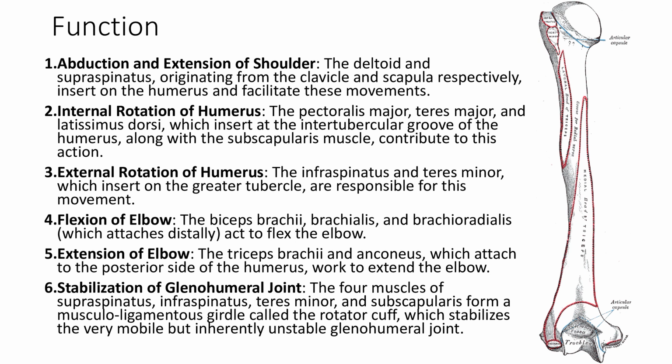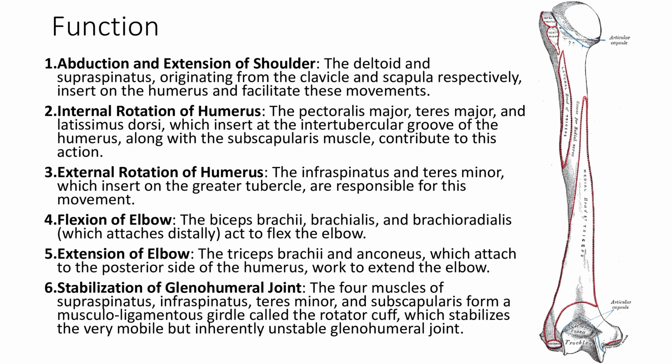This action is contributed to by the pectoralis major, teres major, and latissimus dorsi, which insert at the intertubercular groove of the humerus. The subscapularis muscle also plays a role in this action. In contrast, the external rotation of the humerus is managed by the infraspinatus and teres minor. These muscles insert on a different part of the humerus, specifically, its greater tubercle.